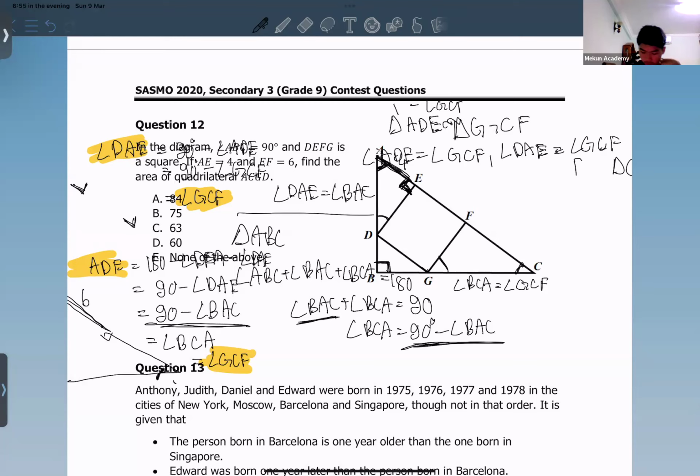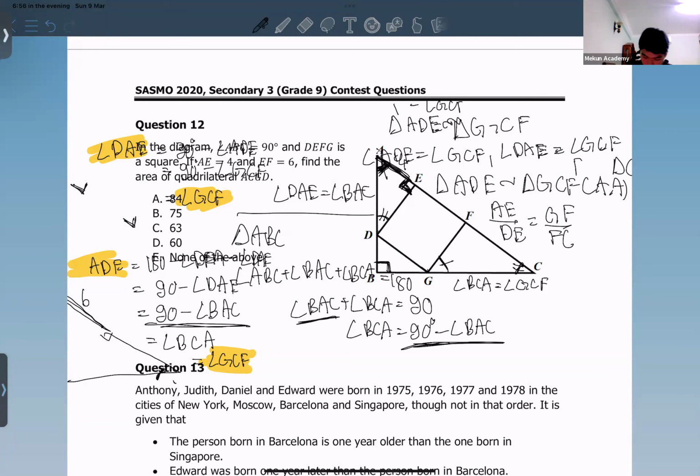So you get two angles, where this angle equals this angle, and this angle equals this angle. So from this, you can say that triangle ADE is similar to triangle GCF by AA. Since both of them are similar, we can conclude that the sides AE over DE equals GF over FC.